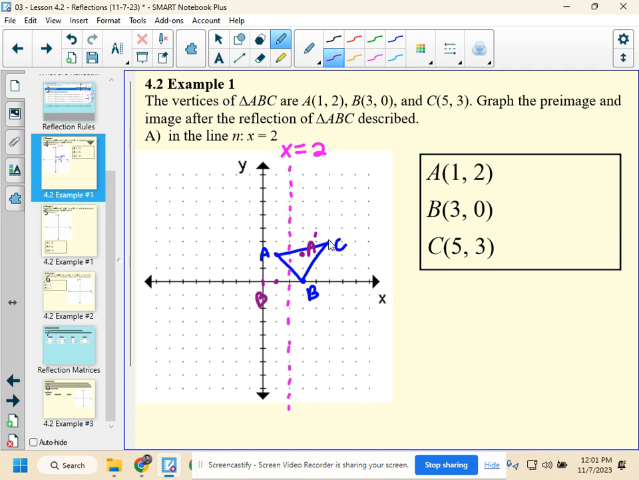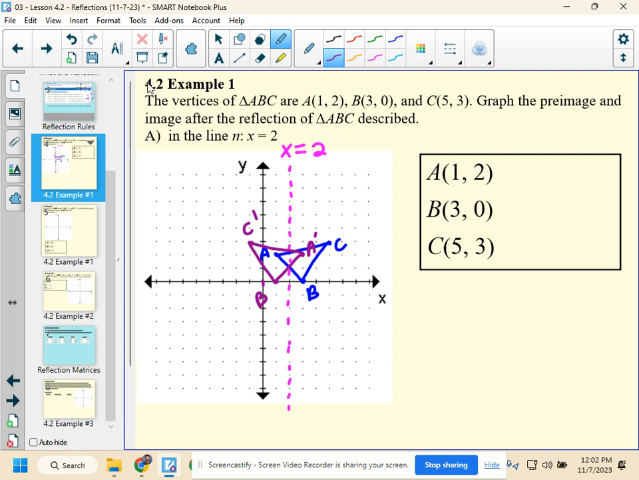Count from C to the pink line. So let's count. 1, 2, 3 units to the right. So we better finish up 1, 2, 3 units to the left. That's where I'm going to put my point C prime. And there, as long as I can see my points, there's my reflected triangle. Okay, A prime, B prime, C prime.